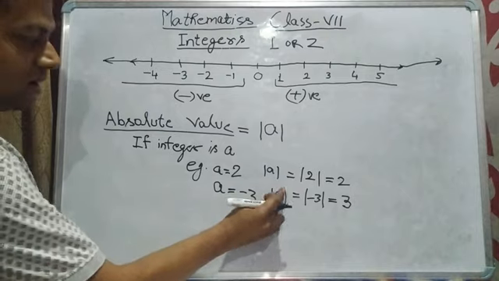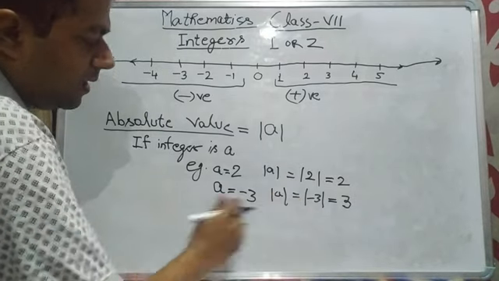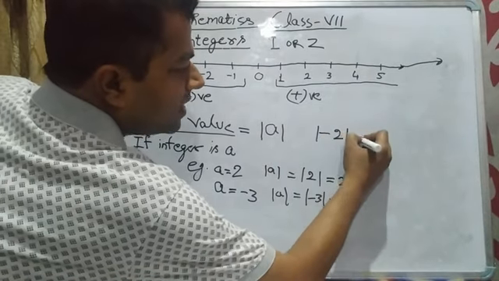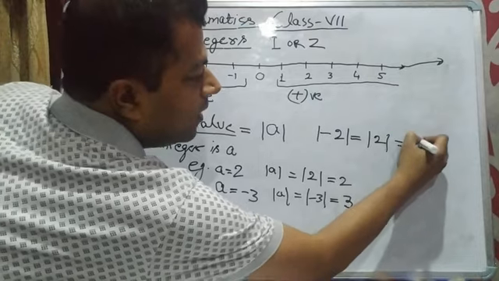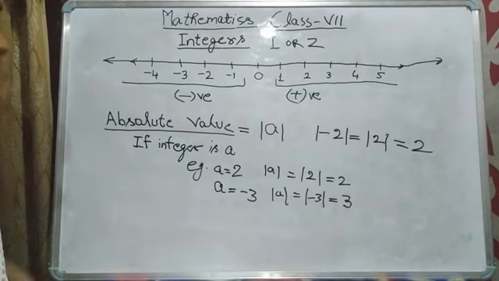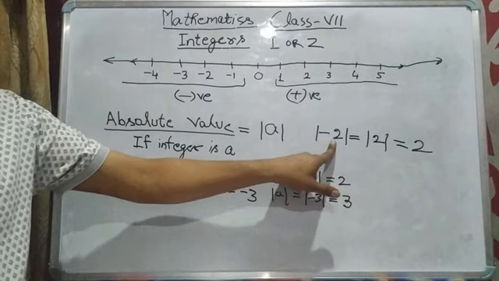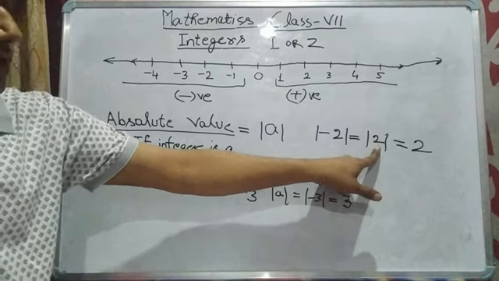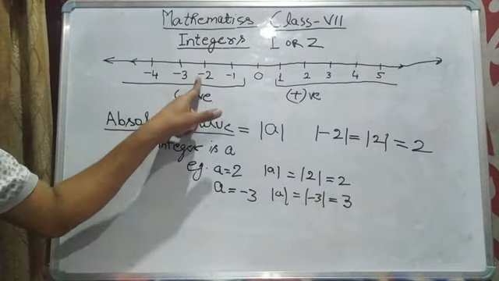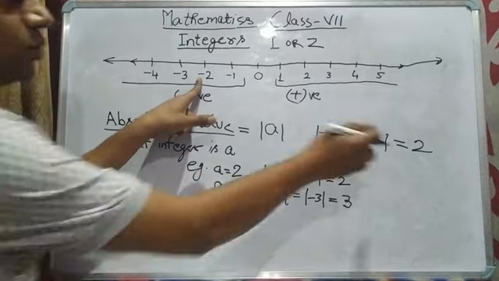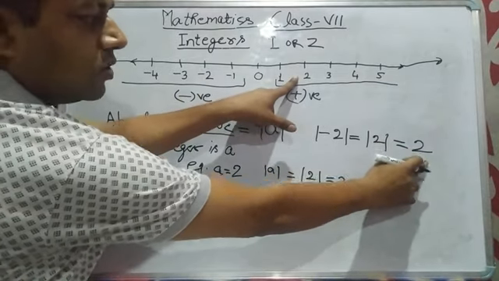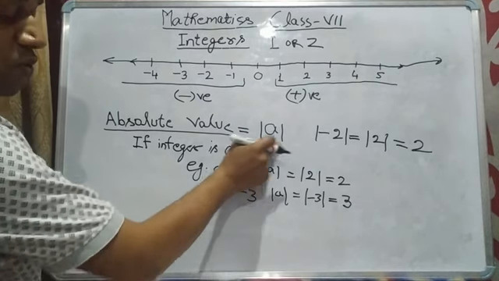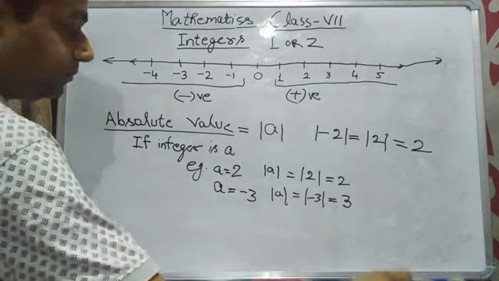So students, take note of what we are doing here: modulus of minus 2 is equal to 2, and modulus of 2 is equal to 2. You can see if we take the negative integer, the absolute value is 2. If we take the positive integer, again the absolute value is 2. Whether we take the absolute value of minus 2, that is 2, or of 2, that is also 2. So keep remembering this, and make the difference between the modulus sign, the absolute value sign, and the bracket.